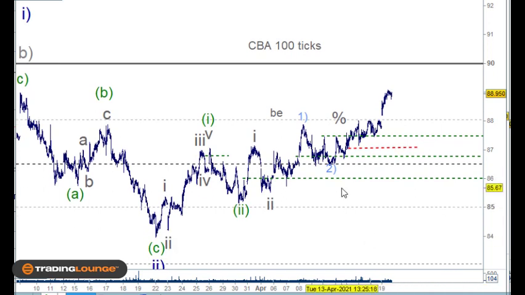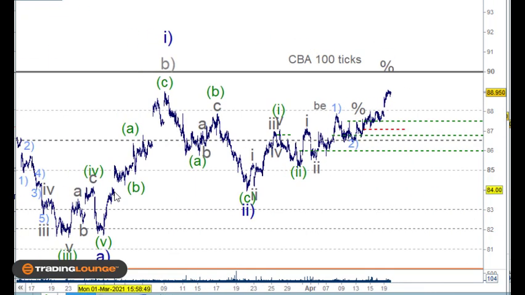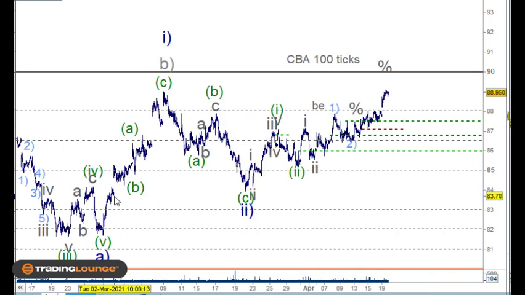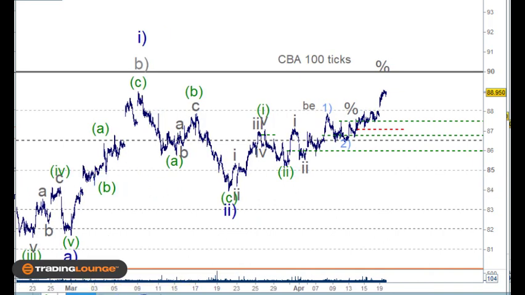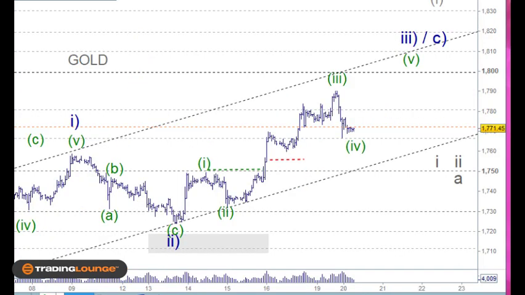So anyway, the banks are heading higher. That's all good. Obviously there'll be a resistance at 90, so if you wanted to take some off the table there, that would be a logical step to do, but I think we'll be going higher than that. Let's have a look at the commodities, starting with gold.